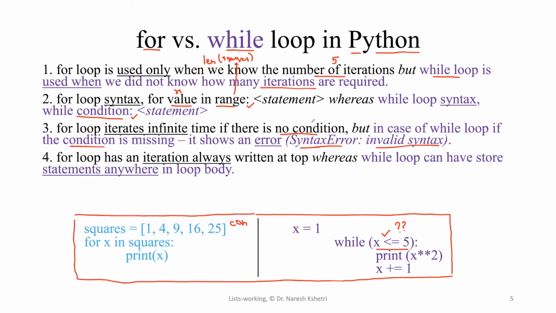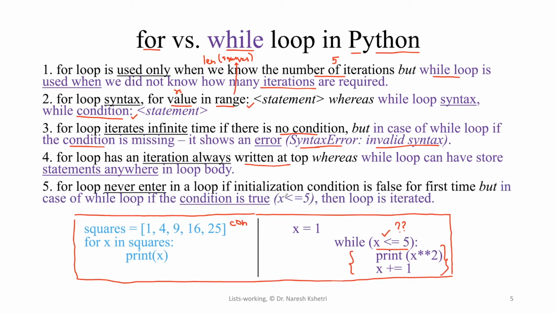The fourth one is that the for loop has an iteration statement always written at the top. But when we have a while loop, we can store the statement anywhere between the loop body. In case of the while loop we can store it anywhere in the loop body, but in case of the for loop, it should be at the top.